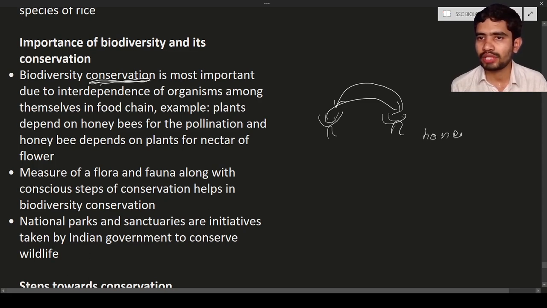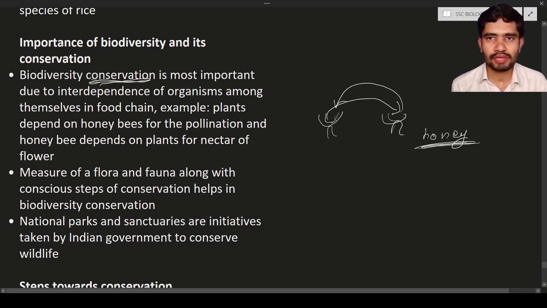They are going to produce the honey. So this honey is most important for us. We are collecting the honey from the honeybees or honey hives. We are using this honey for the preparation of medicines, and also for the preparation of important components and cosmetics and so on. So this is most important.